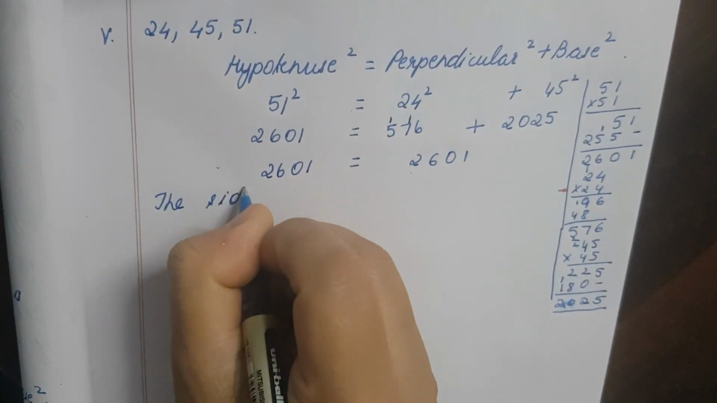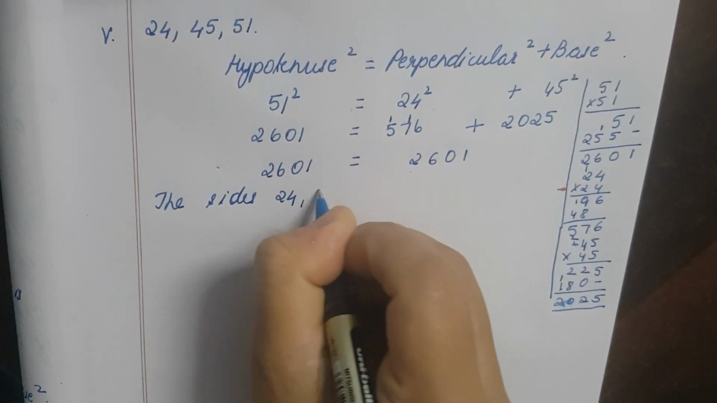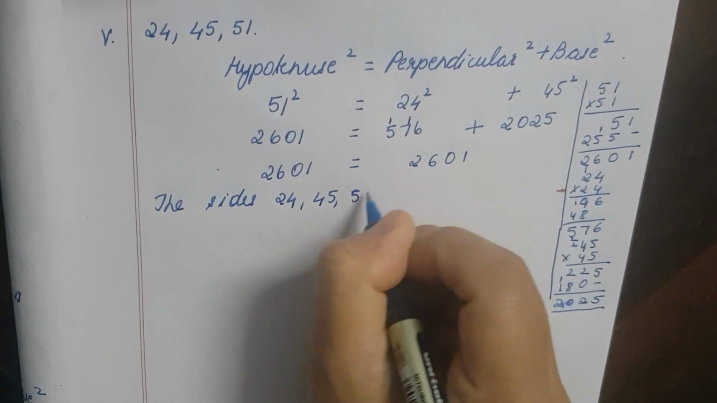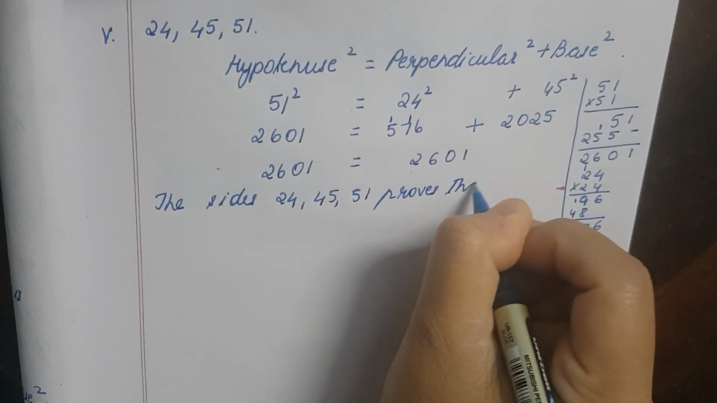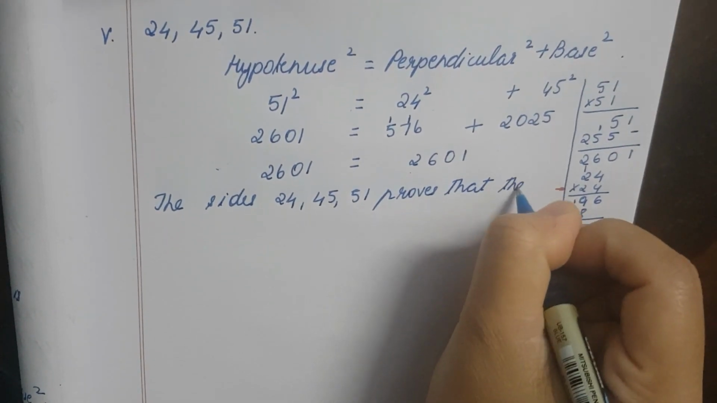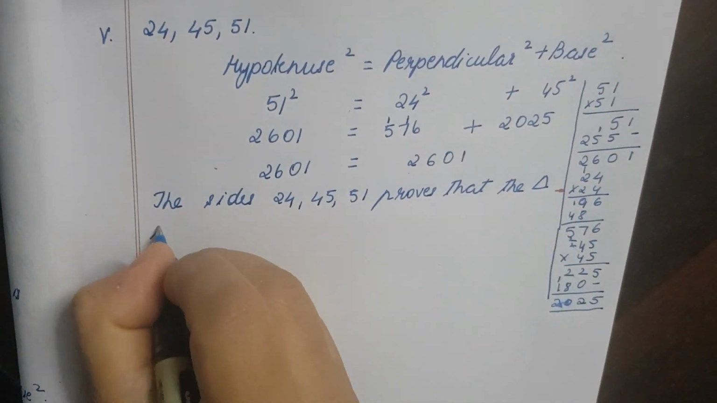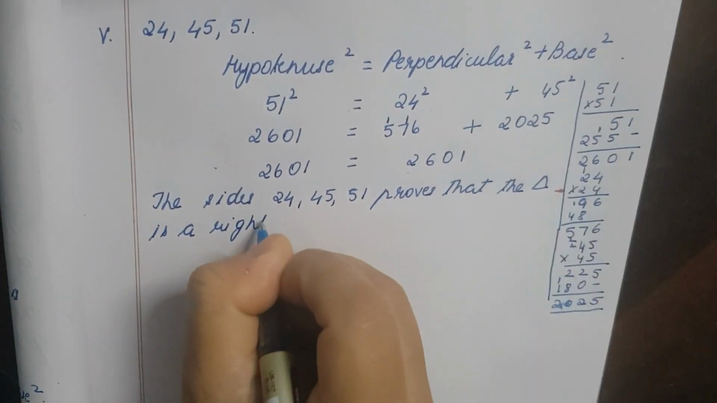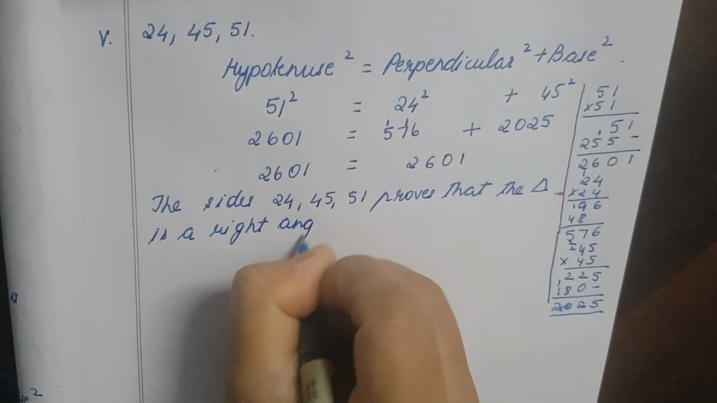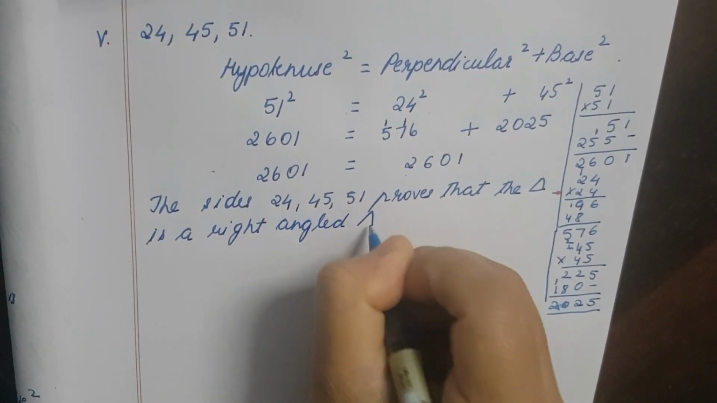the sides 24, 45, 51 proves that the triangle is a right angled triangle.